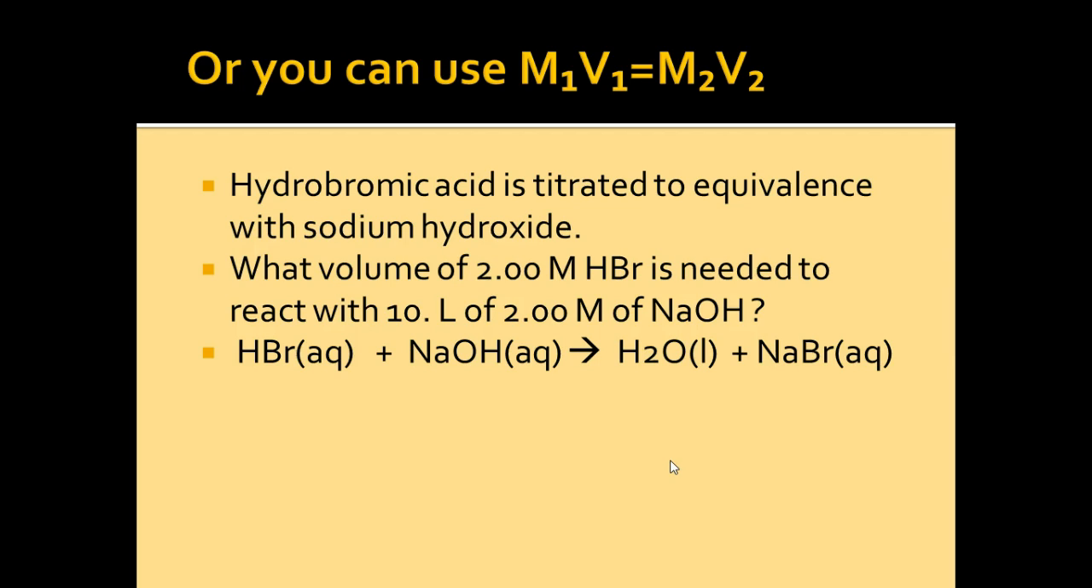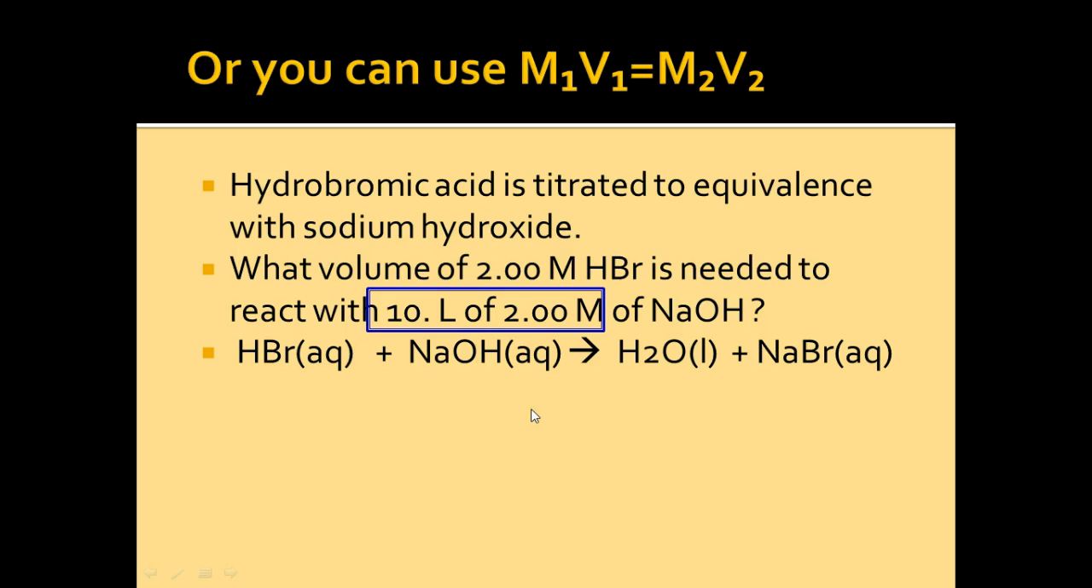Or you could use M1V1 equals M2V2. And remember, you can always use this when it's a 1-to-1 mole ratio, and it was a 1-to-1 mole ratio. So again, you can tell from the formula because there's a 1 coefficient here, 1 coefficient here, and neither one has subscripts.